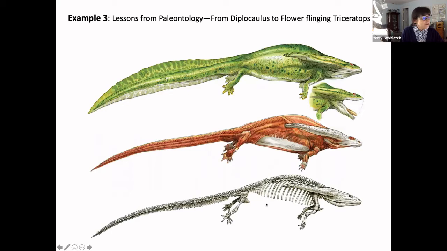So here is a reconstruction of a Diplocaulus. A Diplocaulus was a very interesting ancient amphibian from the Permian era, millions and millions of years before the first dinosaur ever walked the planet. It's kind of a rotund, robustly built lissamphibian. Its closest relatives today, of course, are newts and salamanders.